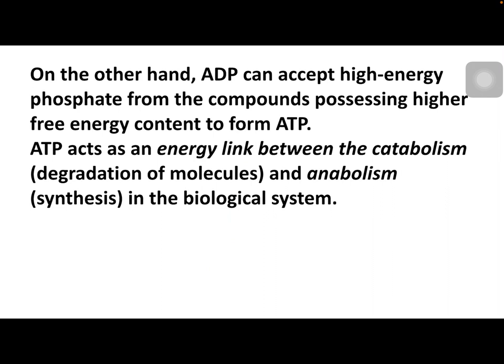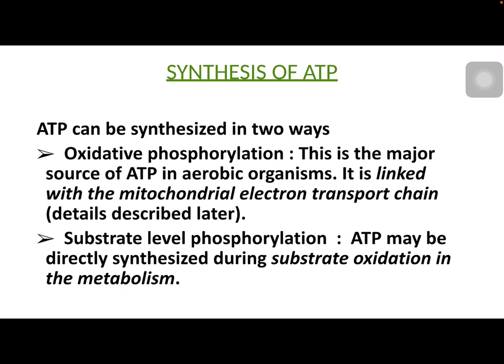So ATP acts as an energy link between catabolism, that means degradation of molecules, and anabolism, that means synthesis in the biological system. So how will this ATP be synthesized? Already we discussed the two processes: one is oxidative phosphorylation, and another is substrate level phosphorylation. During oxidative phosphorylation, the ATP generation is higher, and in substrate level phosphorylation the ATP generation is comparatively less.